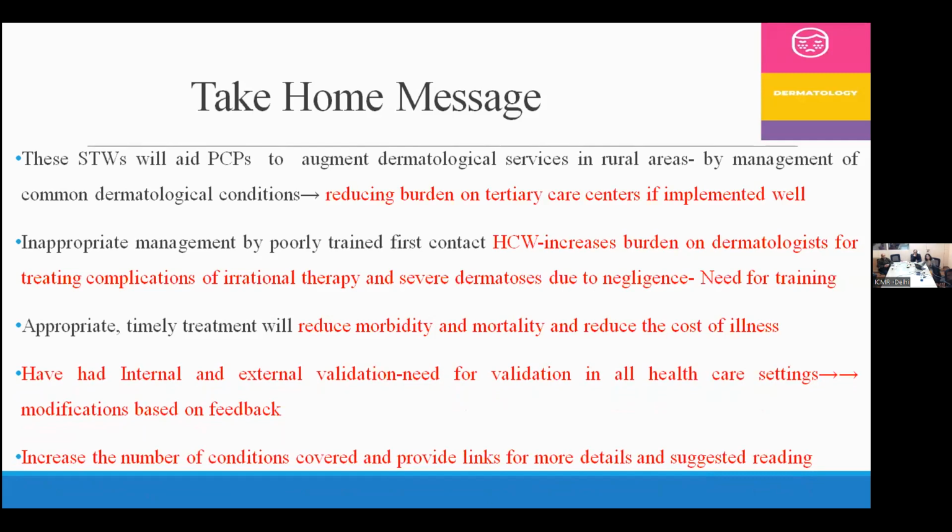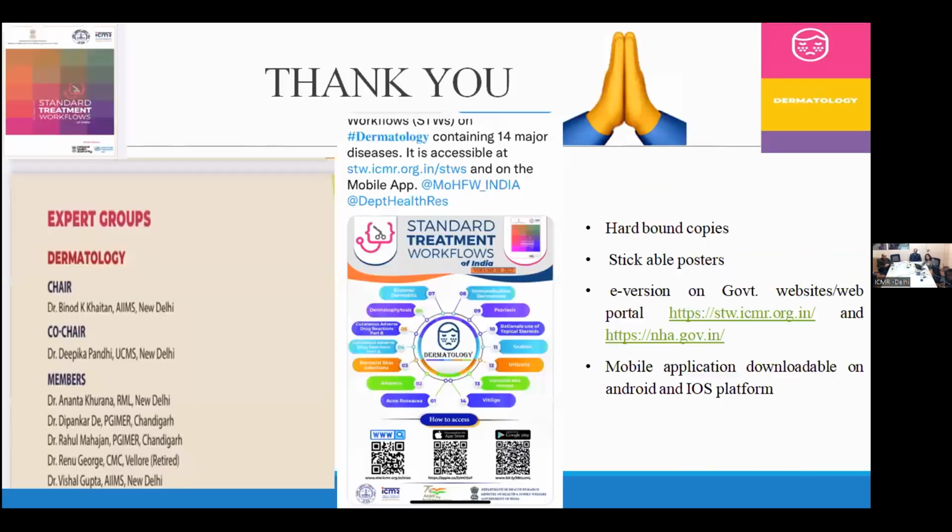So we have had internal and external validation, like we mentioned, but there is a need for validation in an actual healthcare setting. We hope to modify based on feedback received from the field. We also hope, with the consent and with the support of ICMR, to increase the number of conditions covered, and also to provide links for more pictures, more pharmacotherapy, the tables, and suggested reading and references with more details.